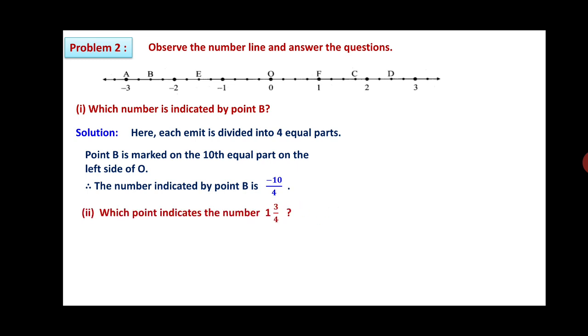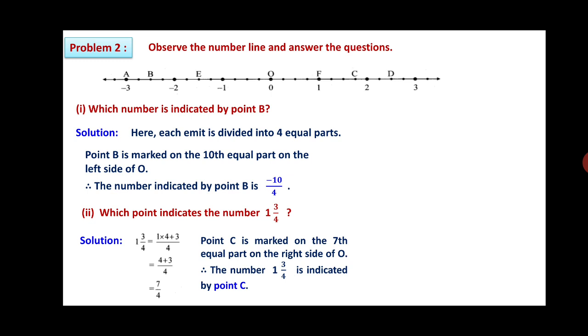Which point indicates the number 1 integer 3 upon 4? Friends, here you can see that 1 integer 3 upon 4 is nothing but 1 into 4 plus 3 upon 4, that is 4 plus 3 upon 4, that is 7 upon 4. And 7 upon 4 is positive, means it is on the right side of the 0. Point C is marked on the 7th equal part on the right side of 0. Therefore, the number 1 integer 3 upon 4 is indicated by point C on the number line.